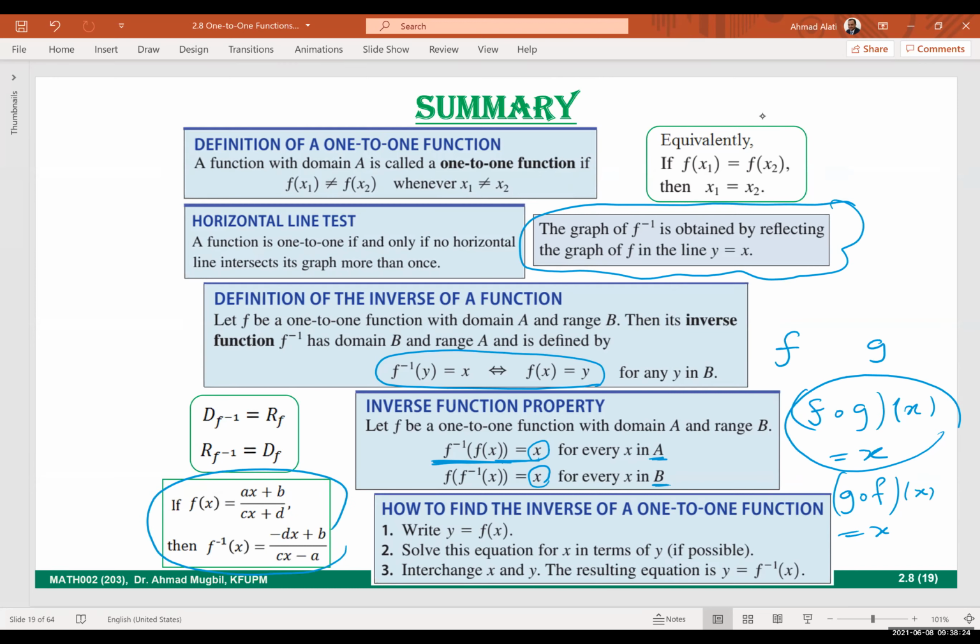If you have a rational function, linear over linear, you can use this formula, but I don't advise you to do that. I don't recommend this. Do it, ya shabab. It is not difficult. Don't depend on your memory. You may make mistakes.